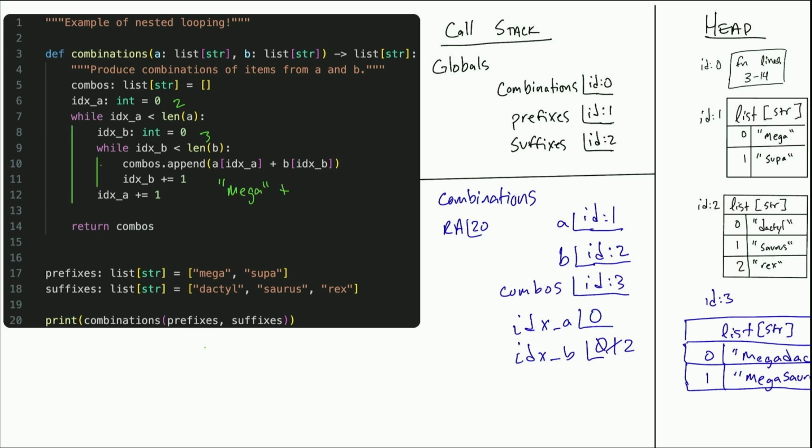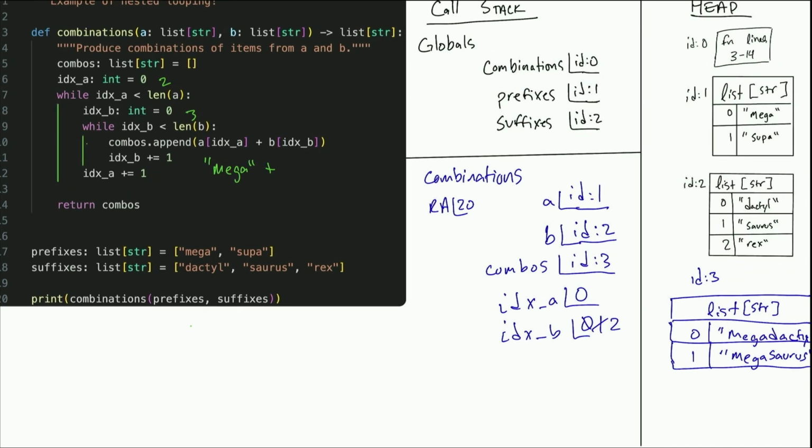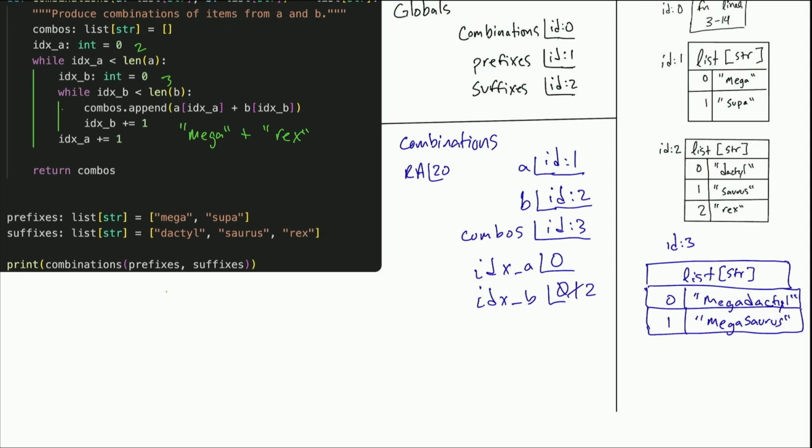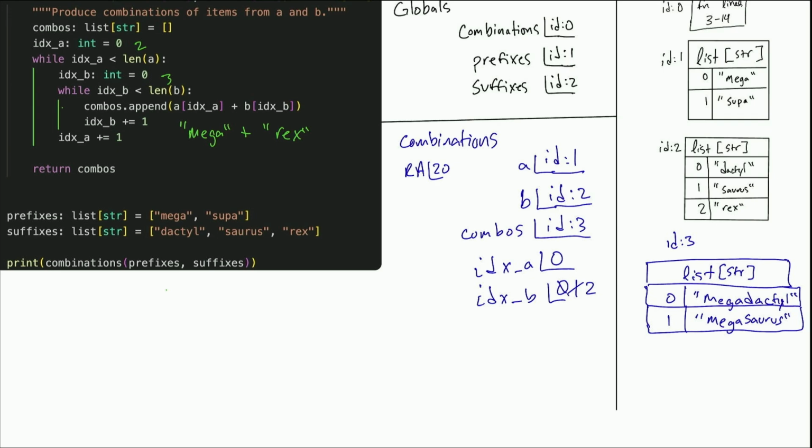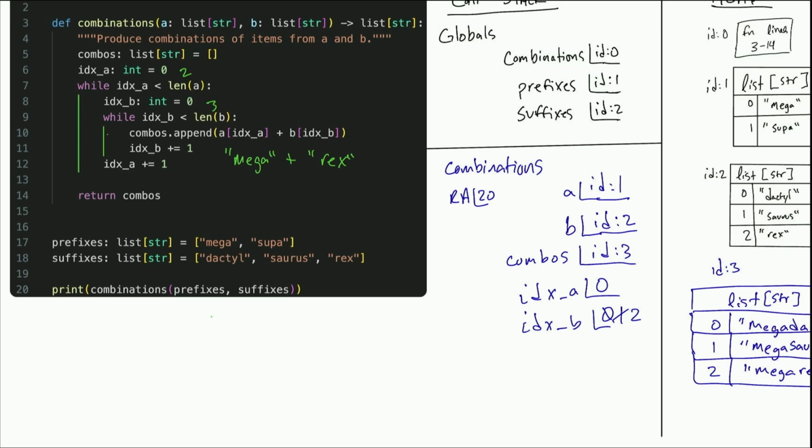And then for B, we're looking at the string rex, just like we talked about, right? So we're concatenating mega with rex. And we add that because we're appending this to combos, to our list down here. So mega rex. The next thing we do is we increment B one more time. And so B is now going to be 3.